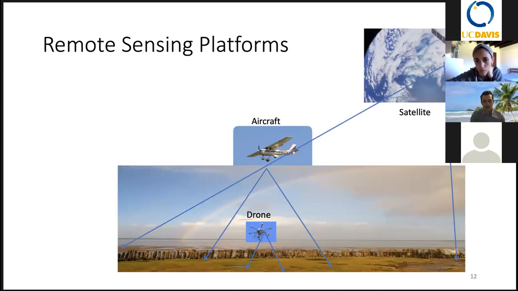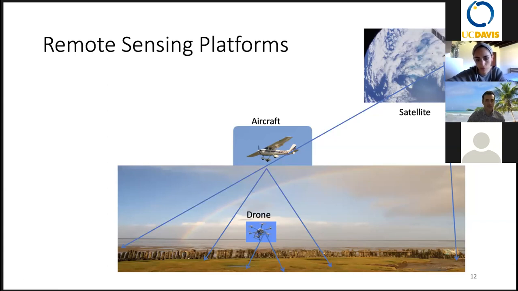Any of these platforms has its own advantages. Satellite can scan a large area in a very small time, and it can repeat that. Aircraft would be closer to Earth, so it can generate higher spatial resolution imagery, but it's a little bit expensive. Drone generates the most high resolution imagery, but you cannot cover a very wide area in a short time. So these are the trade-offs between different platforms.